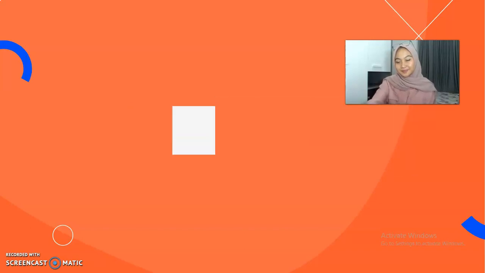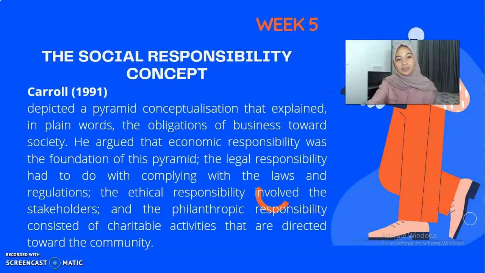Week 5. The social responsibility concept, according to Carroll in 1991, depicted a pyramid conceptualization that explained in plain words the obligation of business towards society. He argued that economic responsibility was the foundation of this pyramid.